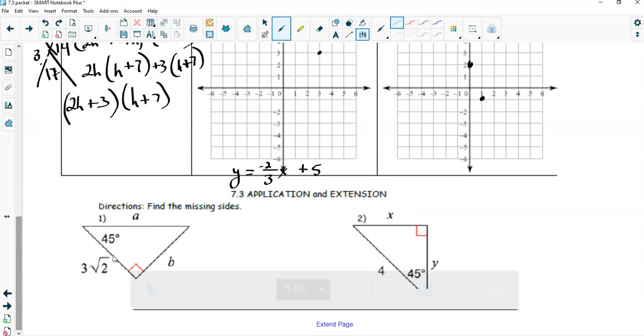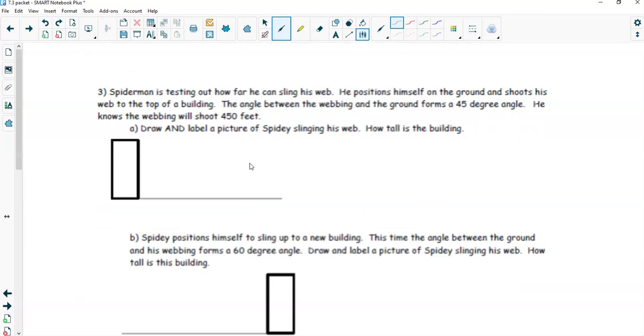Continuing on. I'm going to skip this because you should know that one. That one is just multiply that by the square root of 2. This is 3 square root of 2. And this is 3 times 2, which is 6. All right, this is 4. So half of 4 times the square root of 2 would be here. All right, moving on. Moving along pretty good.